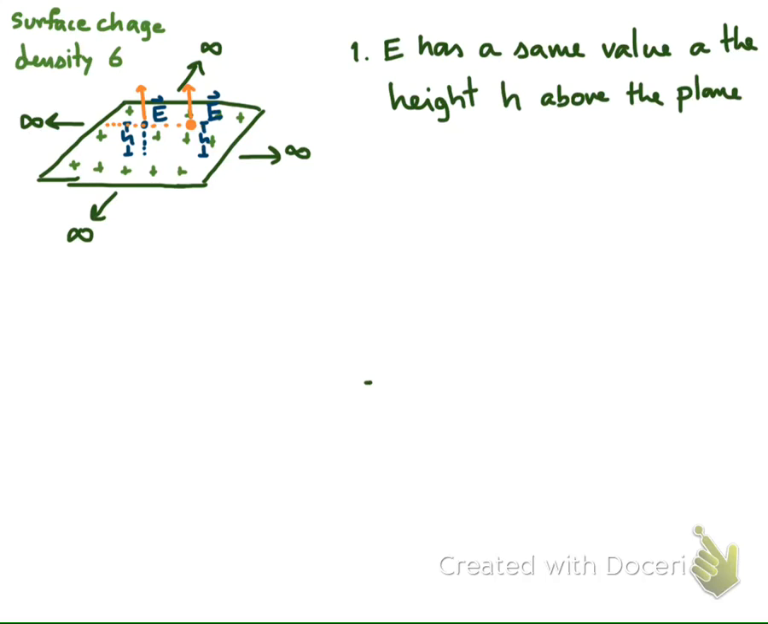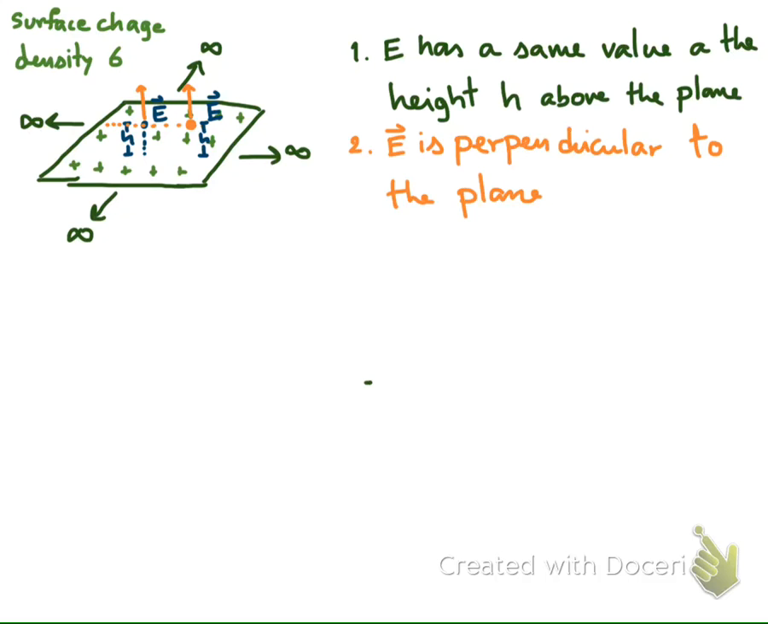Okay, so we have, second, the electric field is perpendicular to the plane. From these results, now we can construct the Gaussian surface.